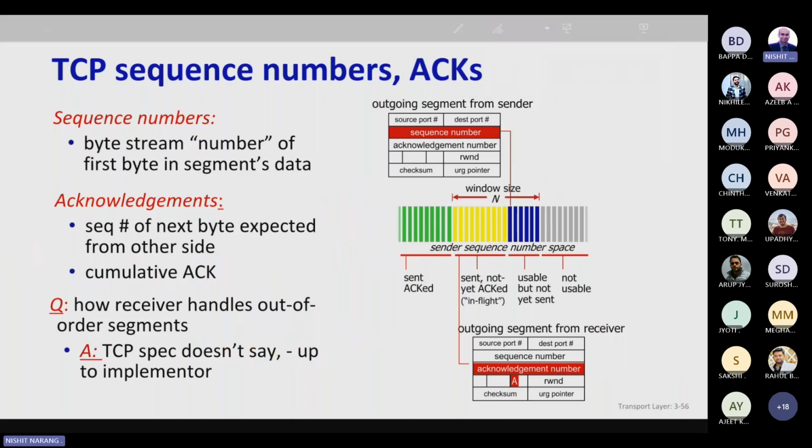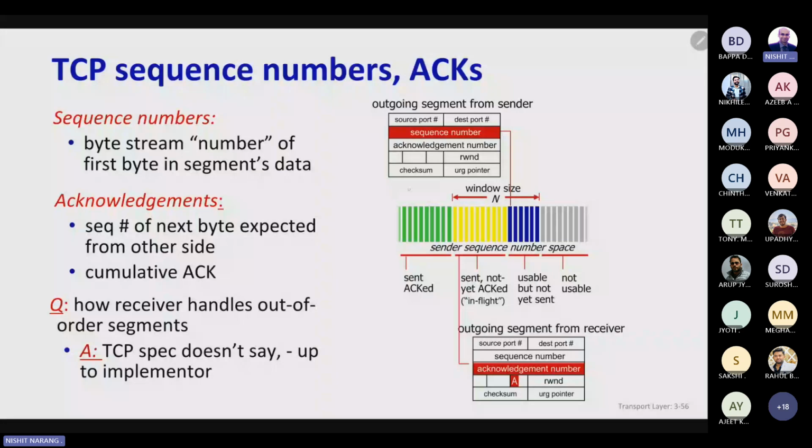So let's take this example again of the green and the blue. Green is byte 1 to 100. Yellow is byte 101 to 150. So when the green segment was sent from the sender containing bytes 1 to 100, the receiver upon receiving it sent acknowledgement number 101, indicating 101 is the next byte that I'm expecting from you. I've received everything until byte 100.